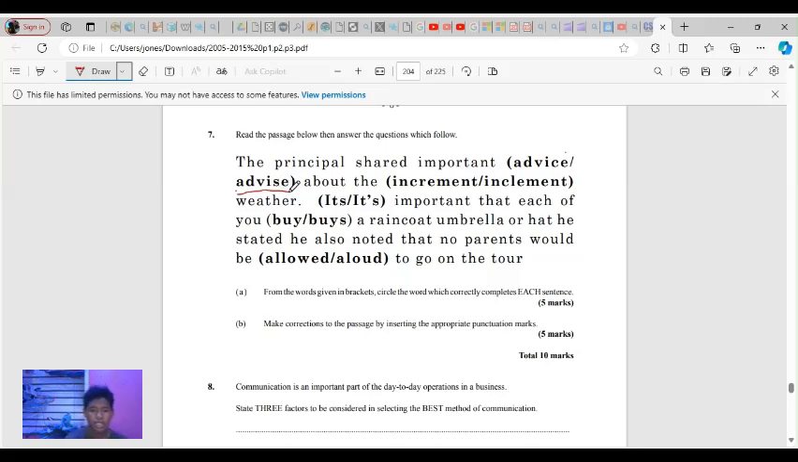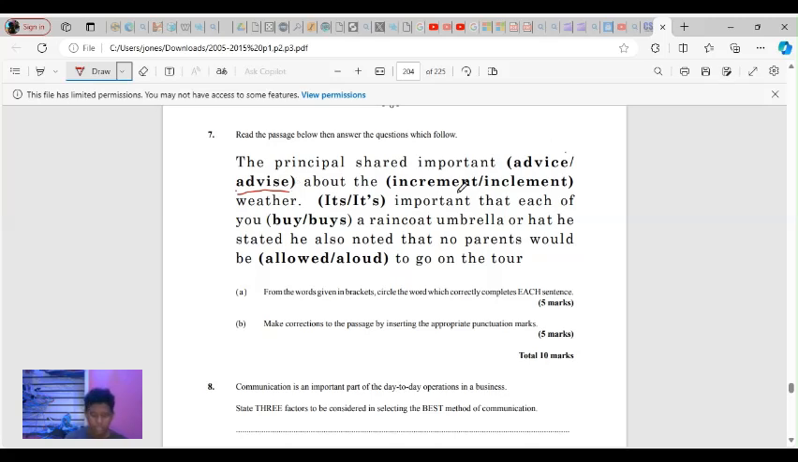So I'll show you what advice and advise mean. Advice is past tense. So, did you give him advice about his life? As in contrast to advice, did you advise him on how to properly conduct his life? So that is what it basically means.